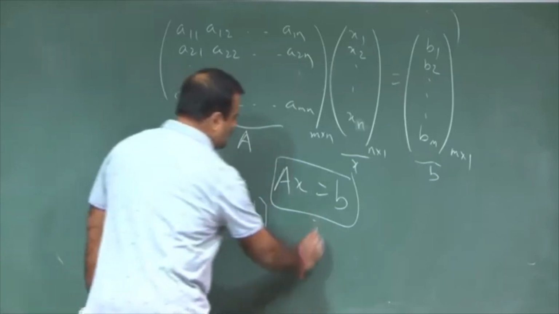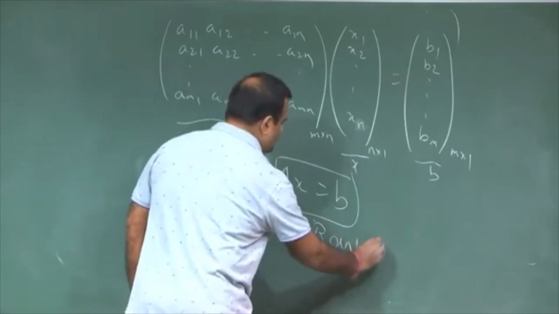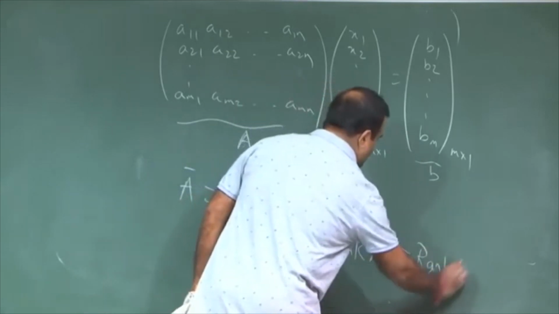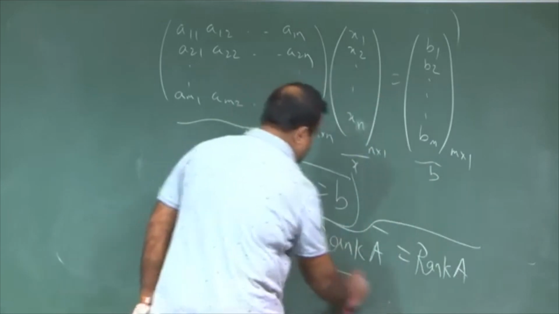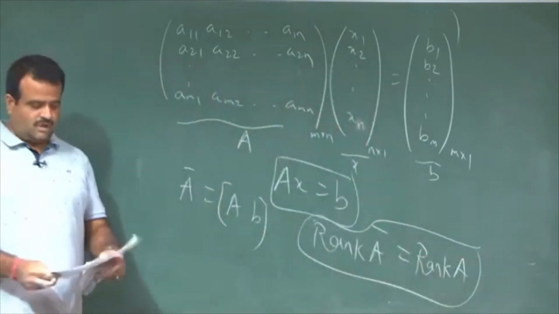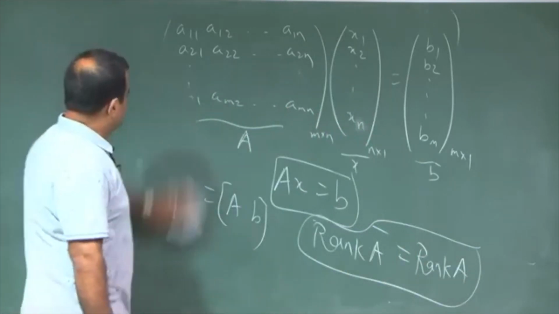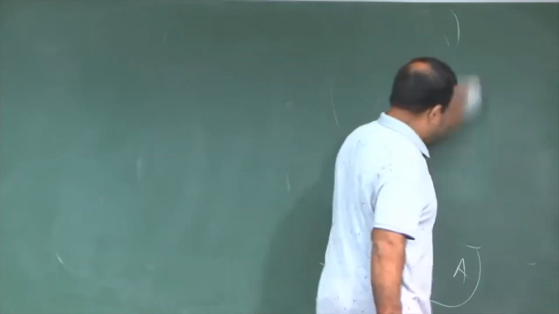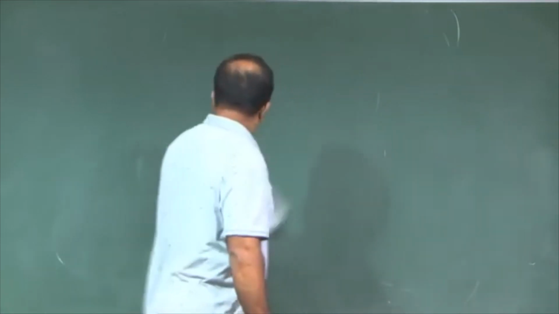Now, we already talked about the rank of A and the rank of the augmented matrix; these should be the same for a consistent system of equations to have a solution. So, now we will take some examples. This is the general form of any system of linear equations.